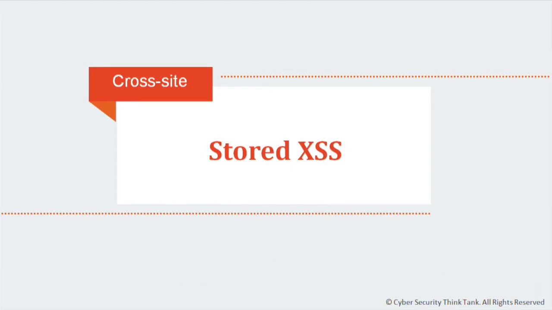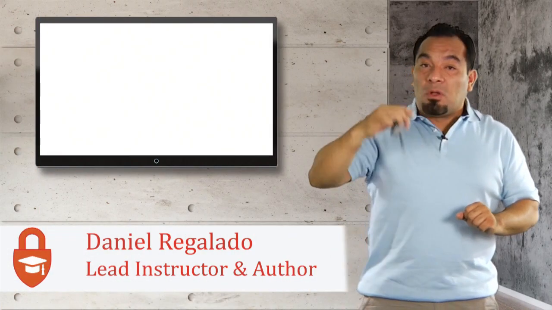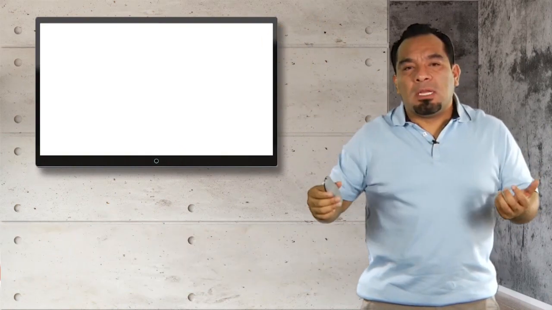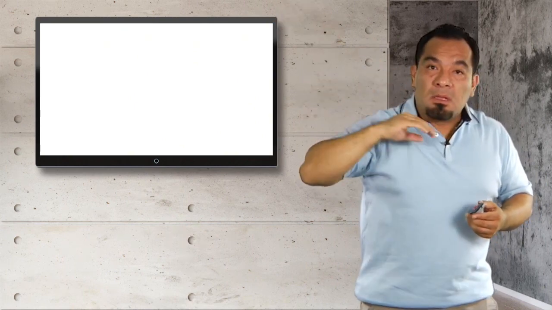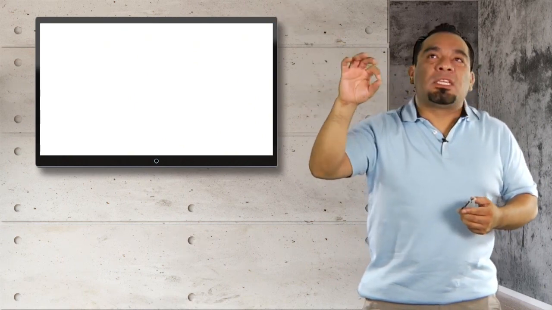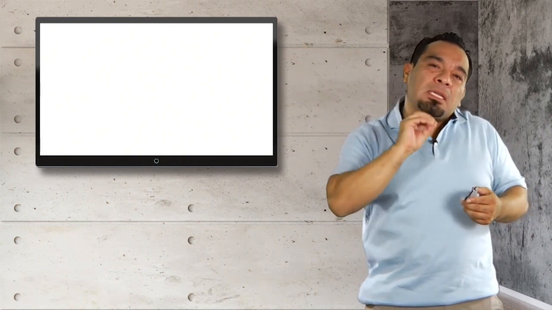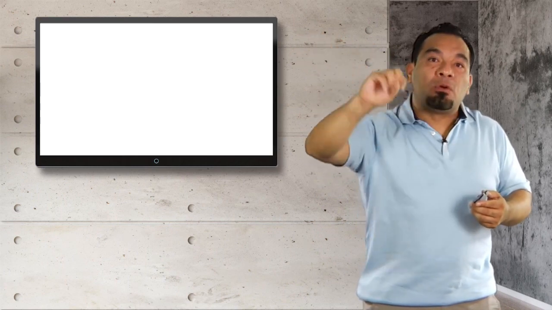Let's see the other one, stored cross-site scripting. Well, the main difference between those is that the injection that we sent is not pasted in the response as we saw, but it is saved in the database commonly. That means that we inject only one time. We can leave it there. Let's say there is a section which says show the latest news, and the attacker finds a way to inject the malicious code in the news of the website. It is stored in the database.